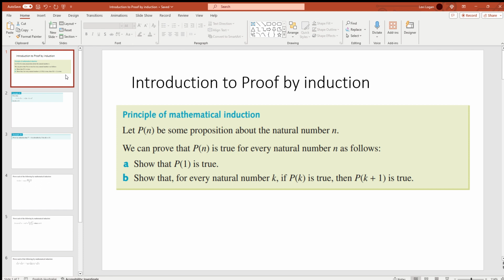In today's video we're going to be looking at proof by induction, or pretty much an introduction to it. Proof by induction is pretty much the only proof technique you really do in the Queensland syllabus for year 12. So let's get straight into it.